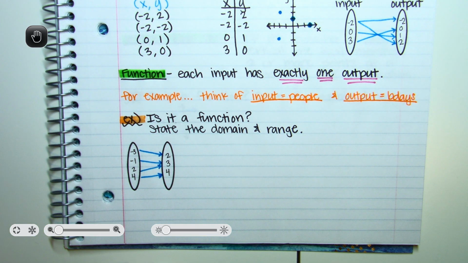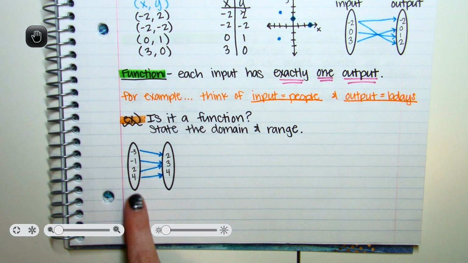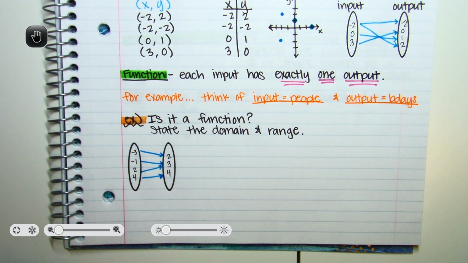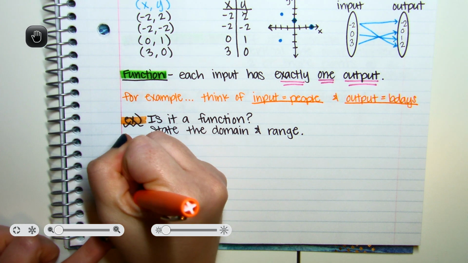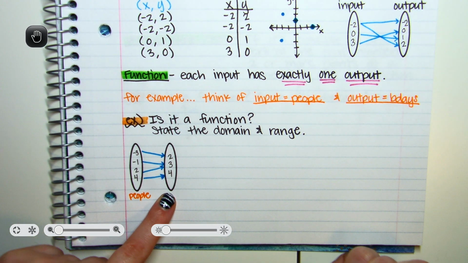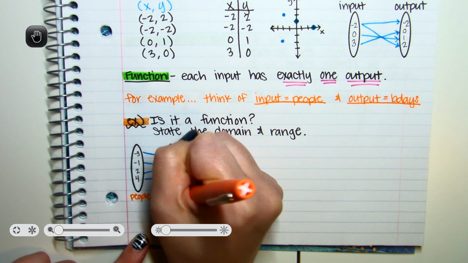Anyways, so go ahead and pause this and write it down. All right, so our first example: is it a function? And we want to state the domain and range. So remember, x values, y values. So I'm given a mapping diagram here. So let's use our little analogy here. The input, that's my people. And then my output, this is my birthdays, or B-days for short.